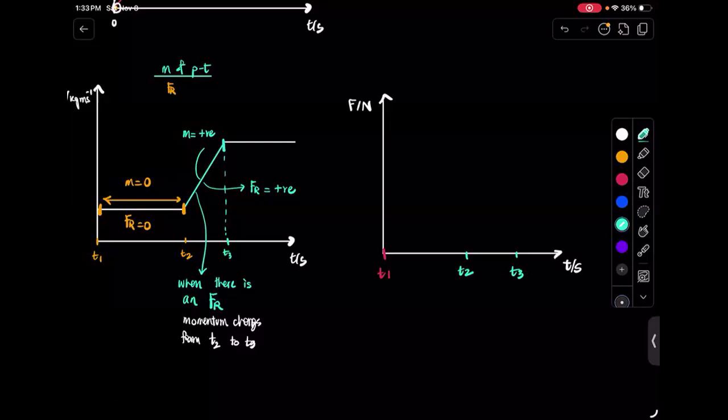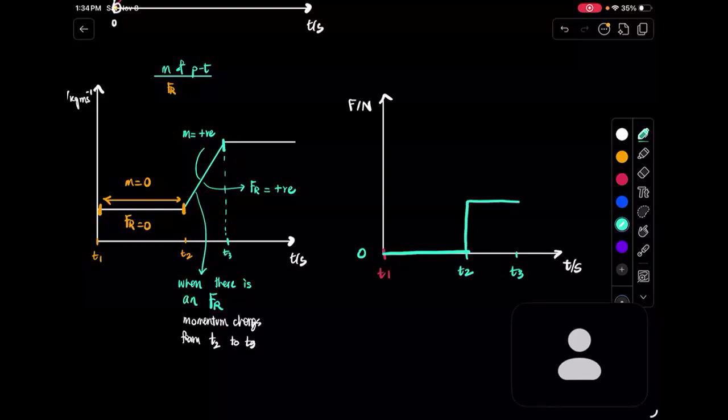So first of all, you know that the slope of this graph is the force, which means that from T1 to T2, what is the slope? If the slope is 0, that means the resultant force is 0. So from T1 to T2, this graph is going to have a 0 line. Then you see that from T2 to T3, it has a constant resultant force, like this, where the height is going to be FR. This is also the slope.